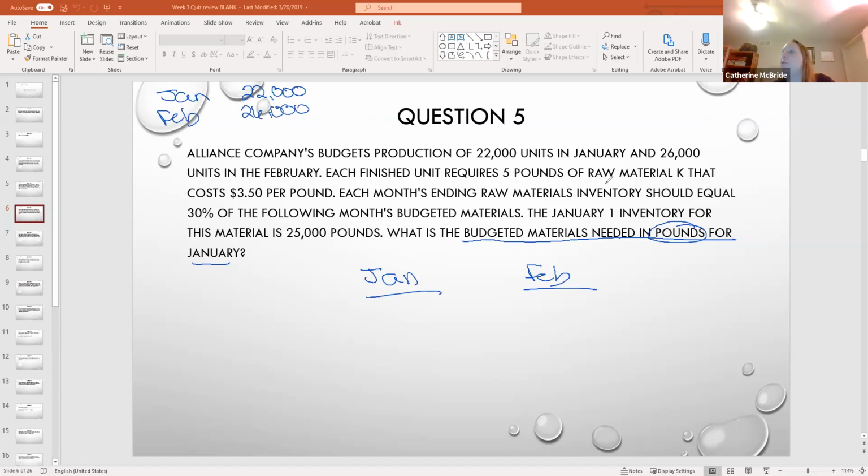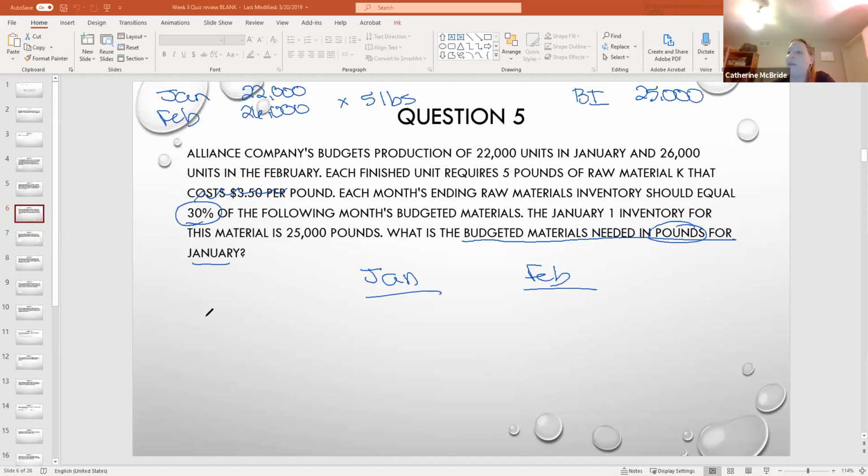Each finished unit requires 5 pounds of raw materials that cost $3.50 per pound, which we don't have to worry about the cost because we're looking for pounds, not cost. Each month's ending raw materials inventory should equal 30% of the following month's budgeted materials. And our beginning inventory is 25,000 pounds.